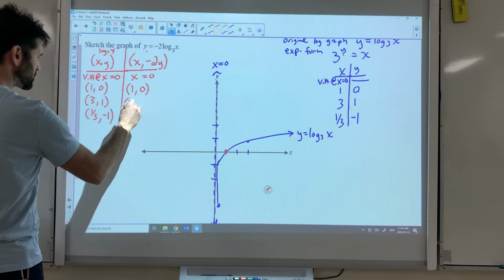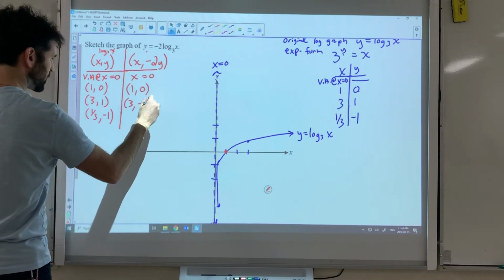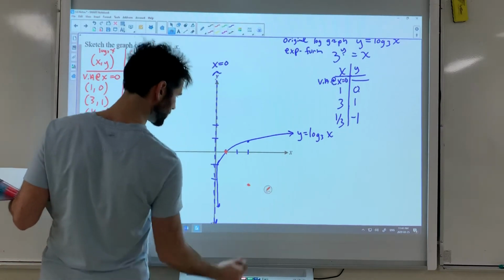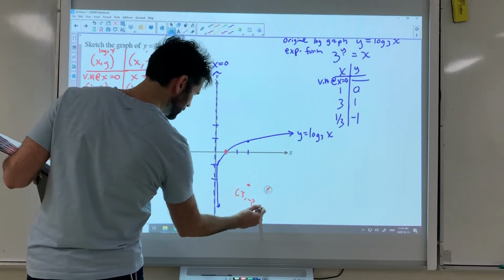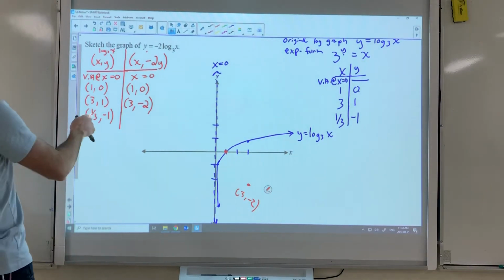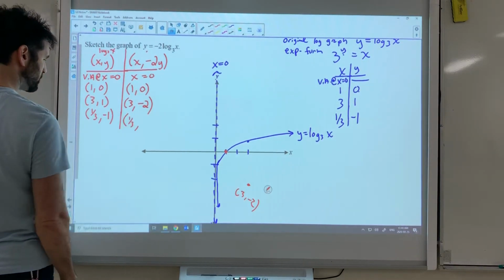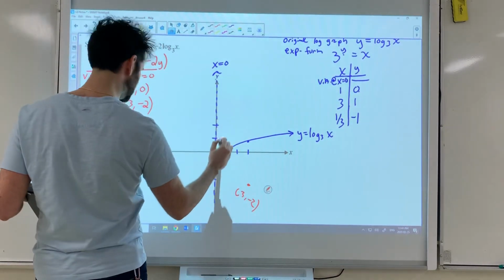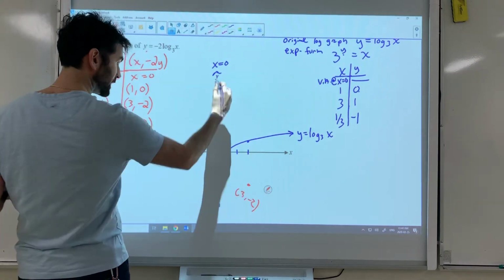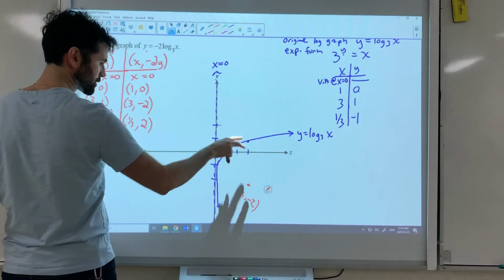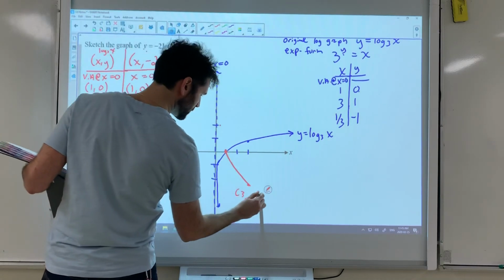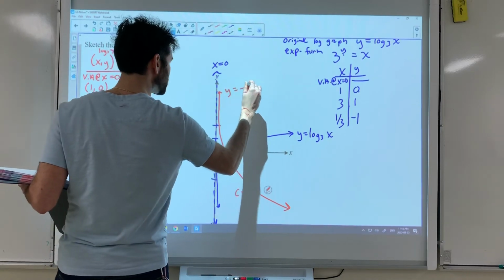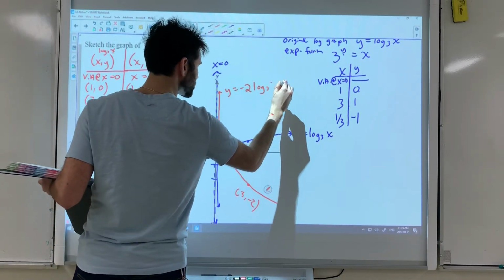X value stays the same, so 3. 1 times -2 becomes -2. So now the point (3, -2) is on that graph. I don't need to label it, but I just will for giggles. X value stays the same, so 1/3, now -1 times -2 gives me +2. We need that point because it makes it very clear that we are now going like this. We can see this graph has flipped. So let's hug that asymptote that way. And this is the graph of y equals -2 log base 3 of x.